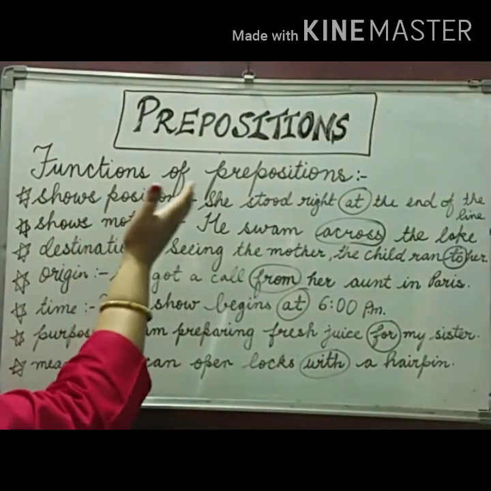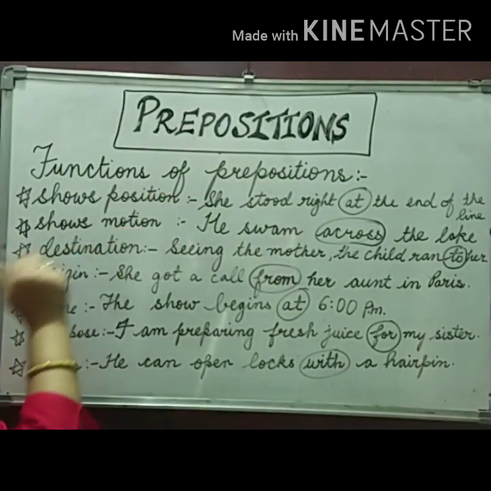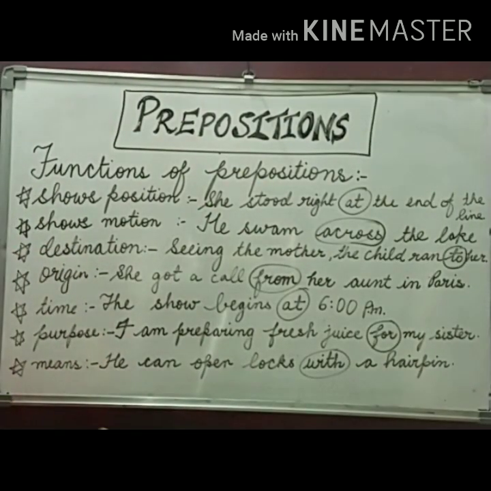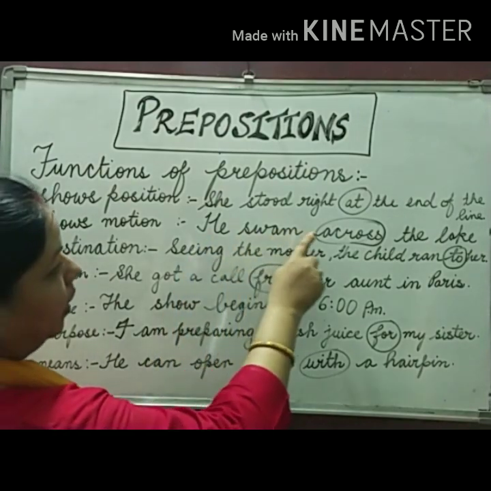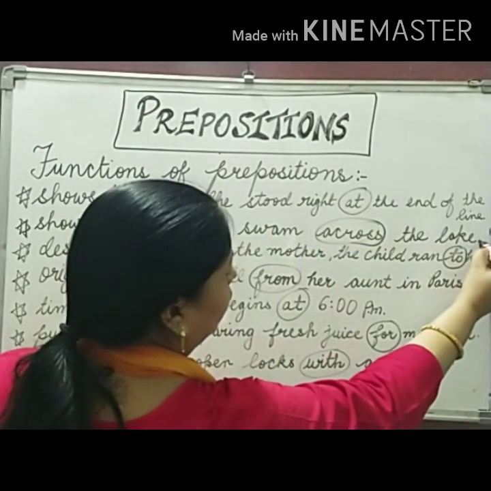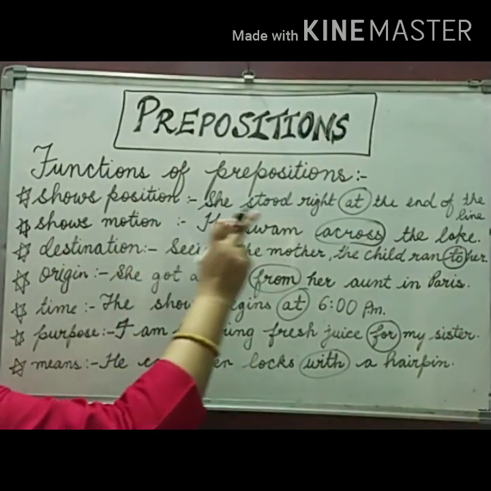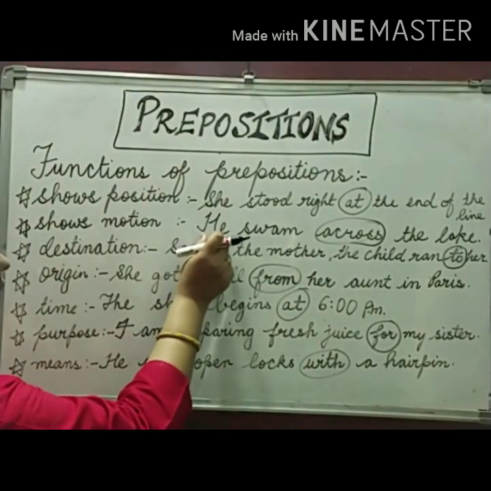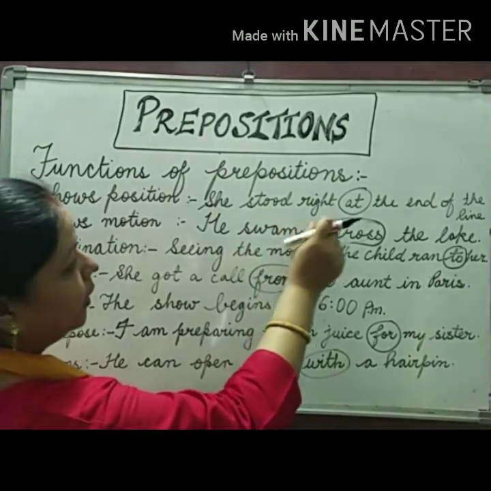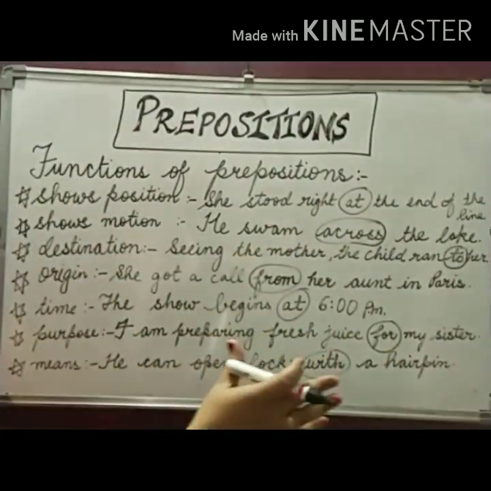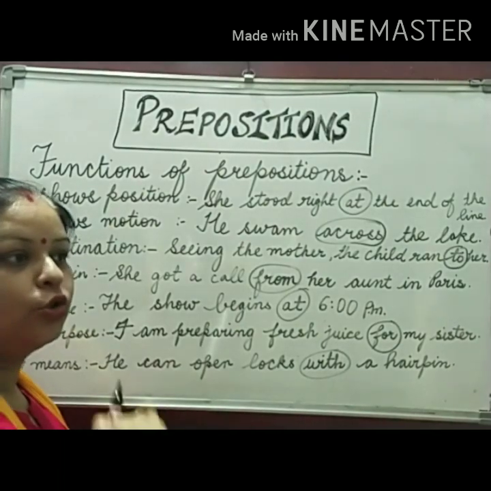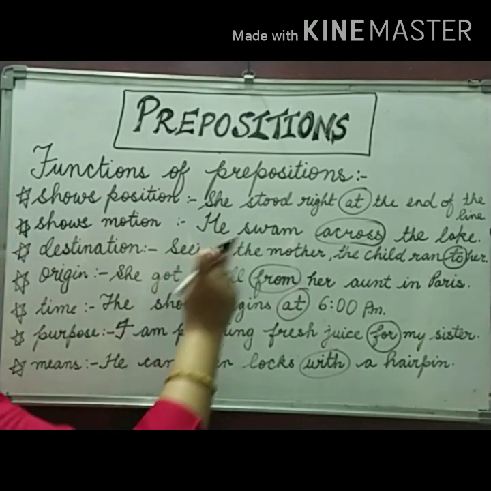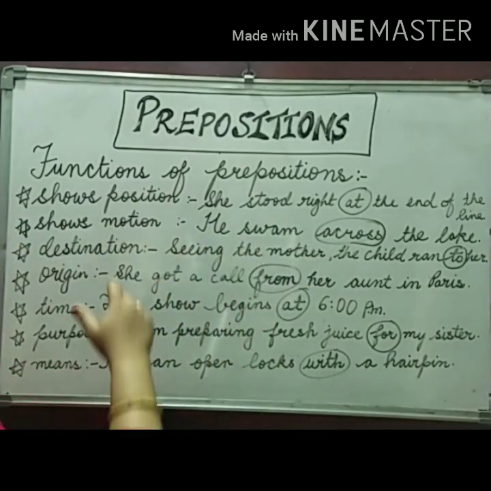Now the other function of a preposition is that it shows motion. Motion means movement. Let us see. He swam across the lake. In this sentence, across is the preposition that shows where he swam. There is a movement from one part to the other part. So it is motion, and that's why it is shown with the help of the preposition across.